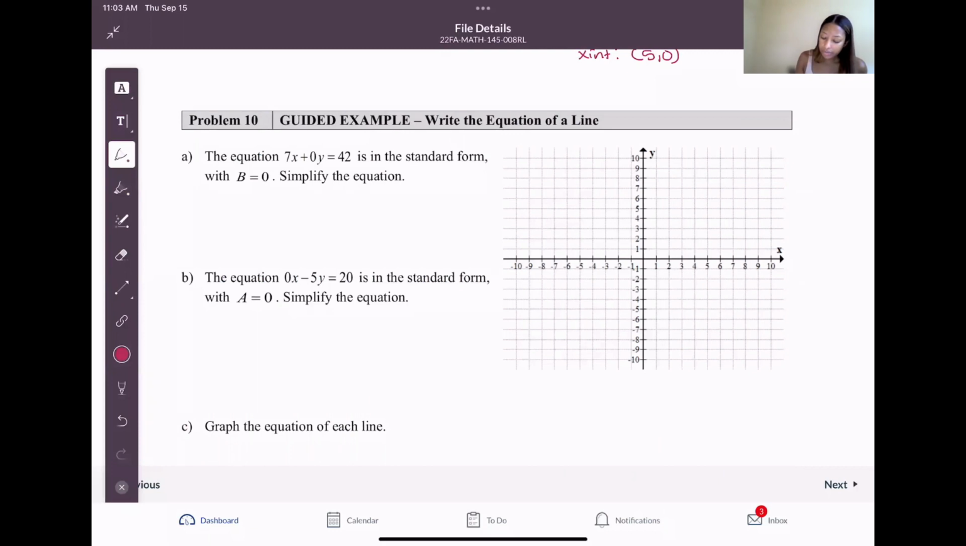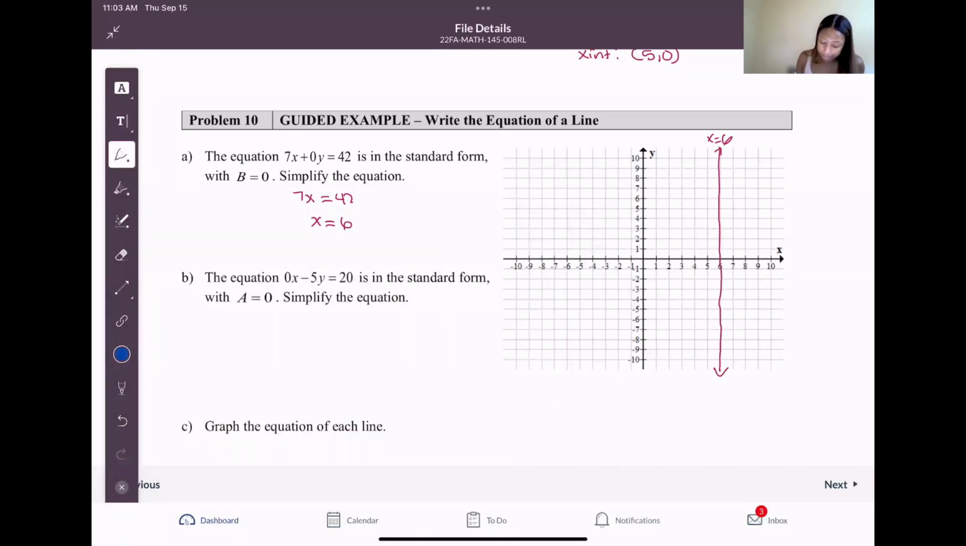Number 10. We have 7x plus 0y equals 42 in standard form. So if the y is 0, when you write it in standard form, we were asked to simplify this equation. That would be 7x equals 42, and x is equal to 6. So we end up with a vertical line that goes through 6. Let's graph that. This is x equals 6. I should draw arrows on these.